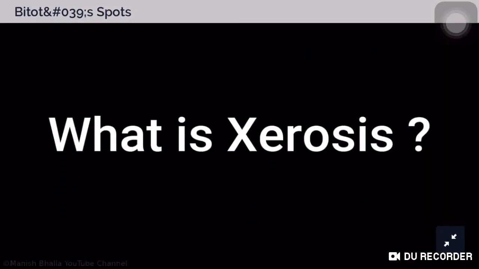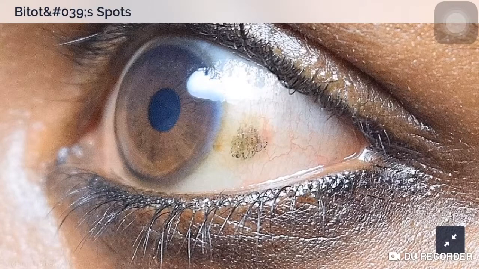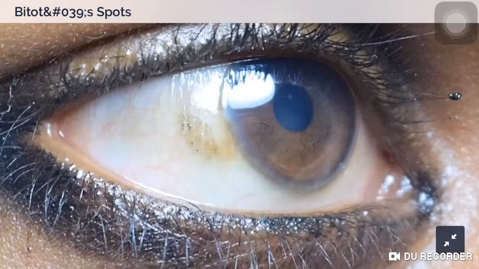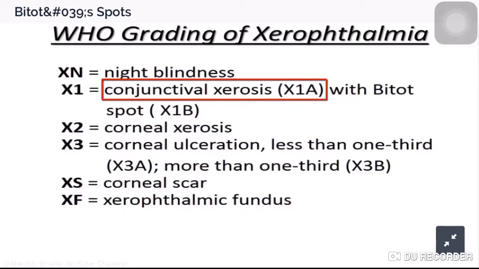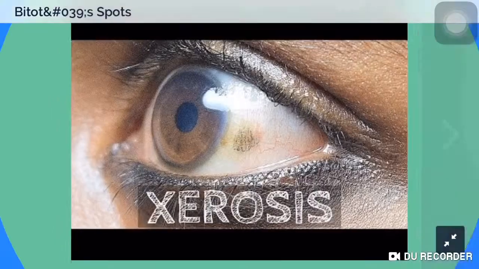So one may ask, what is xerosis? Xerosis is basically a dry, lusterless condition of the conjunctiva due to a deficiency of mucin, which either occurs as a sequel of a local ocular affection or in association with general disease, like in our case, which is secondary to vitamin A deficiency. So our case is fitting in X1A grade.